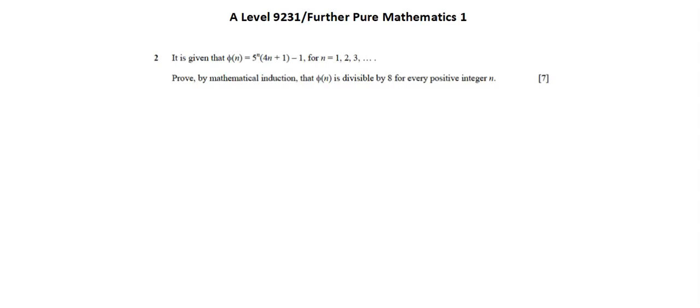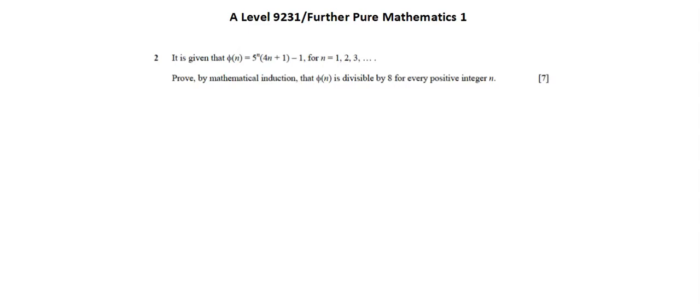This is the specimen paper for 9231 Pure Mathematics 1 for the 2020 exam series, question 2. It is given that phi of n equals 5 to the power of n times (4n plus 1) minus 1 for n equals 1, 2, 3 and so on. Prove by mathematical induction that phi of n is divisible by 8 for every positive integer n.